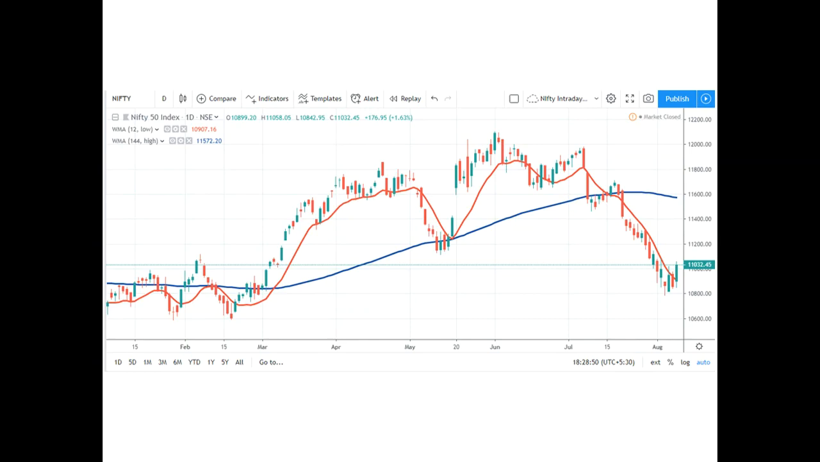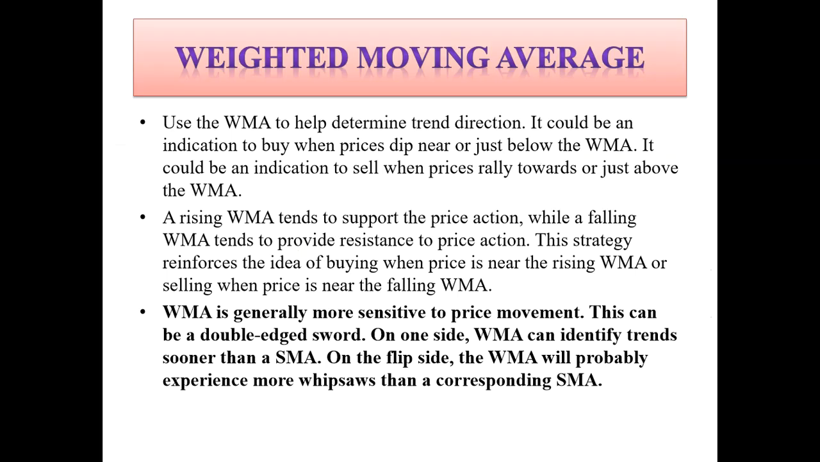Along with the weighted moving average, you're also welcome to use other indicators so that you can get confirmation of the signal. The weighted moving average is generally more sensitive to price movement. This can be a double-edged sword. On one side, the weighted moving average can identify trends sooner than the simple moving average. On the flip side, the weighted moving average will probably experience more whipsaws than the corresponding simple moving average.